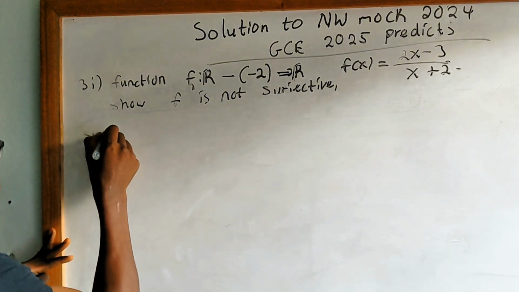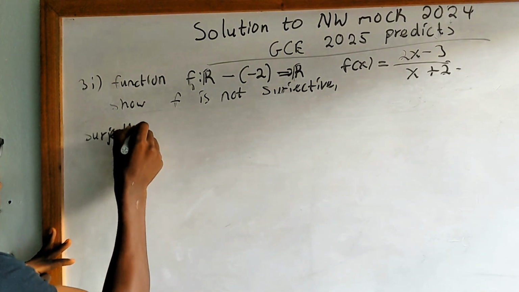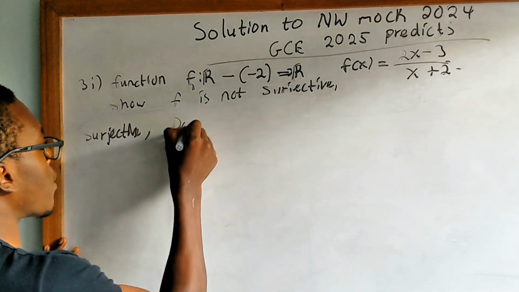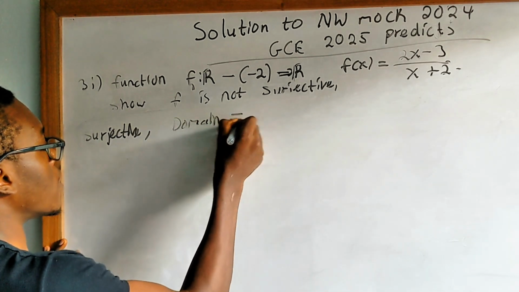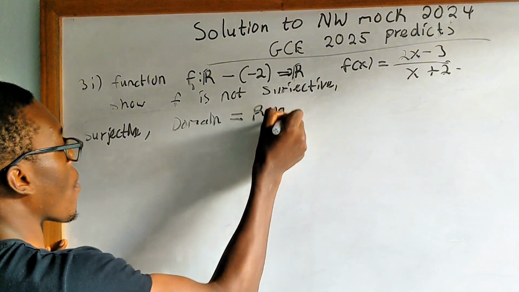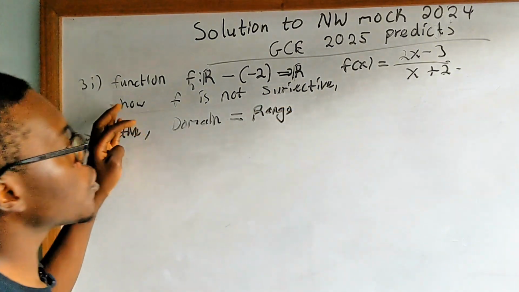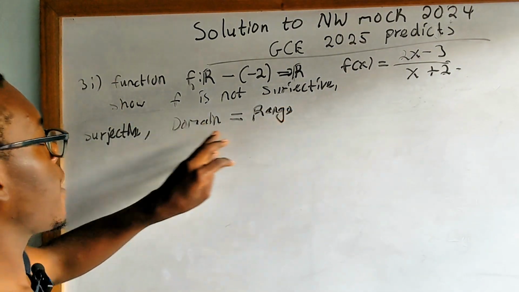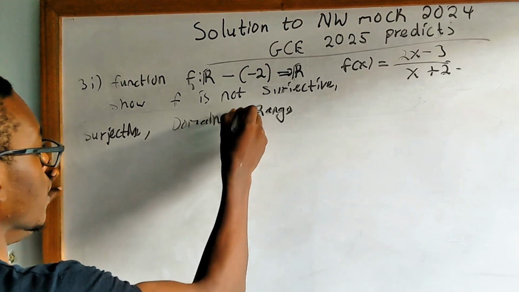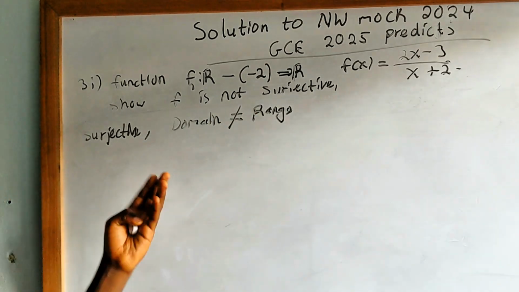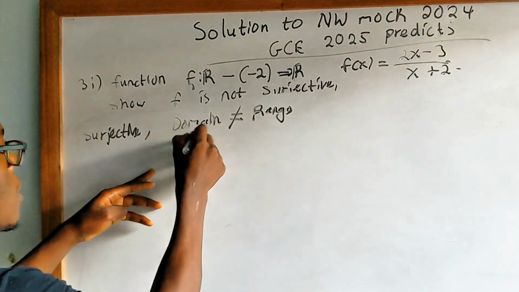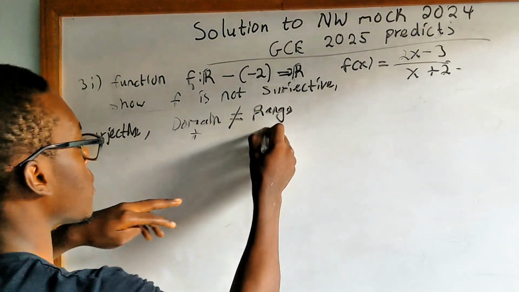For a surjective function, the domain is equal to the range. Hence, you have to prove that this function is not surjective, so the domain of it will not be equal to the range. Hence, what are we going to be finding? We are going to find the domain first, and then find the range.